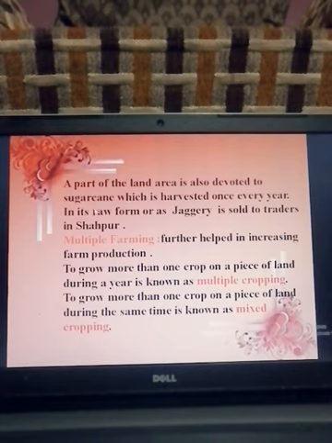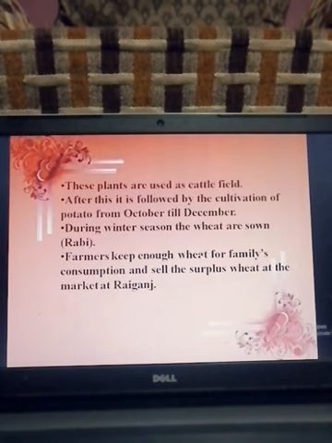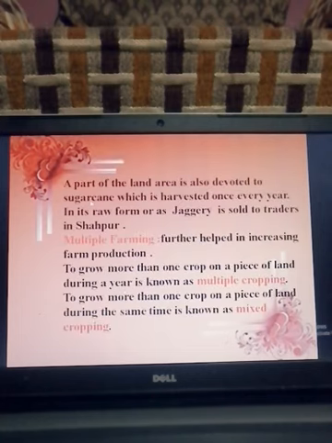So they don't grow sugarcane just to eat and enjoy, but with this sugarcane they make the raw form that is called jaggery, and this jaggery is sold in Shahpur. As I said, the wheat is grown and sold in the Raiganj market. The same way sugarcane is grown and from that jaggery is made, and that jaggery is sold in the Shahpur market. Now I guess you might have understood why we say the land is fixed. Though the land is fixed, still people are managing to grow more crops on the same land.